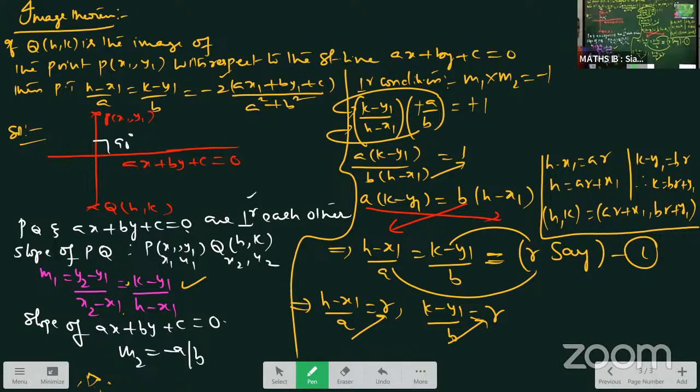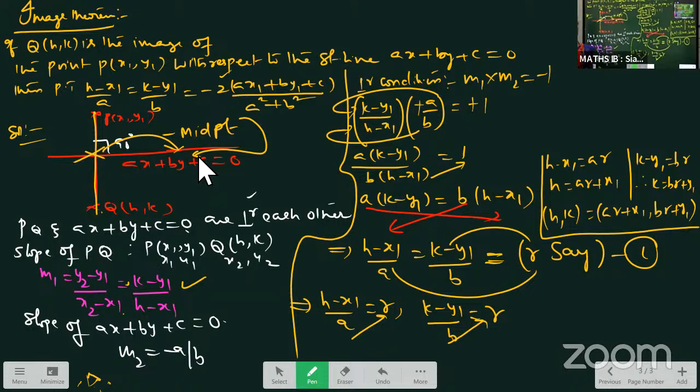Here, what is happening is that P x1 comma y1 is here and Q h comma k is here. So here both, the midpoint lies on this. Cross karke chal gaya na? So what we have to write is that the midpoint has to be found out. The midpoint of both will lie on this. That is the major concept here. In the image theorem, the midpoint will lie on ax plus by plus c is equal to 0.